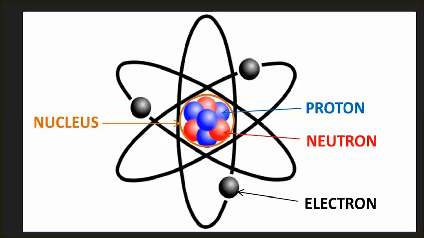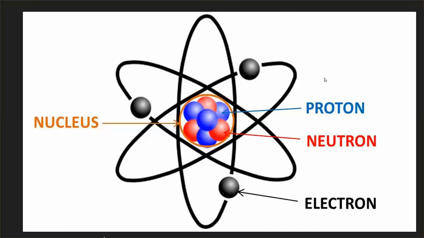First is the nucleus, which is made up of the protons and the neutrons, in the center of the atom. It makes up most of the weight. The core of the atom is about 99.99% of the mass. Then we have electrons flying around on the outside, and they determine how reactive the atom is, and we'll get into that in a minute.